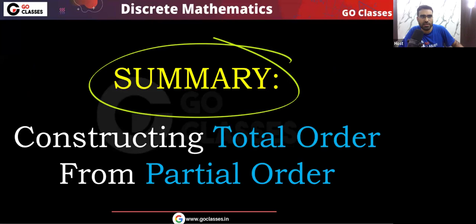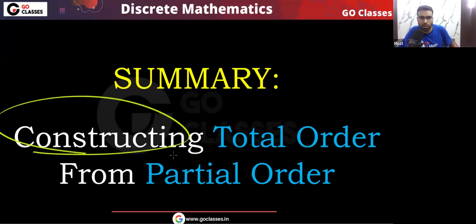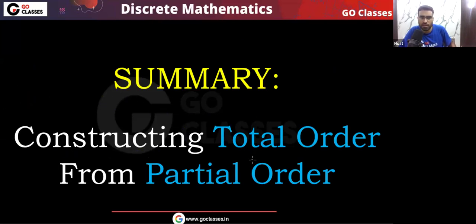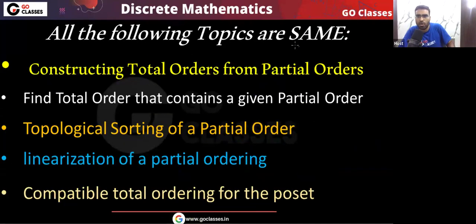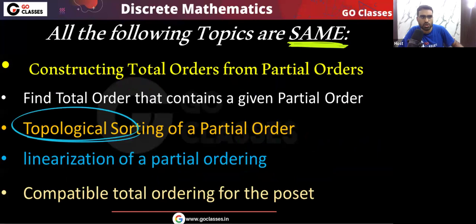Let me tell you the summary. We are constructing total order from partial order. In this lecture, we have seen how to create a total order from a partial order. A partial order is given to you, and from that you want to create a total order. Then remember, all these things are the same. Constructing total order from partial order is the same as topological sorting.